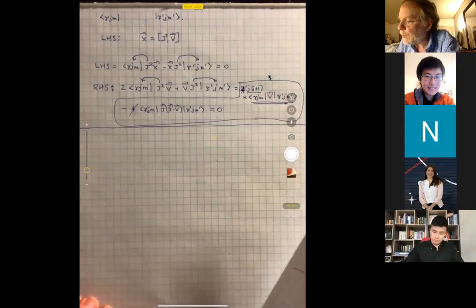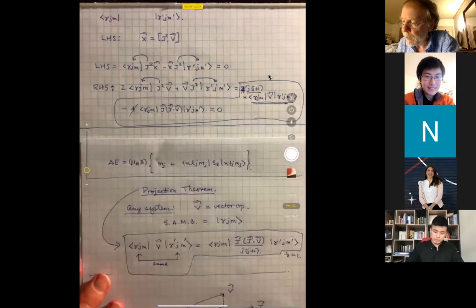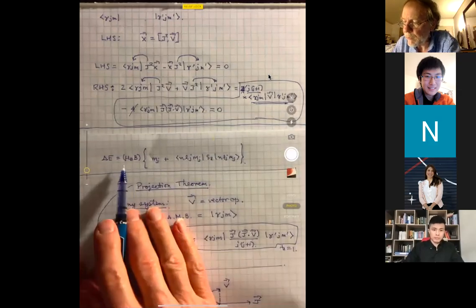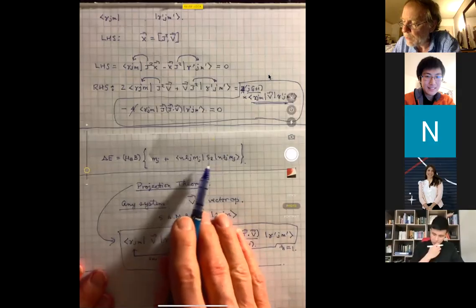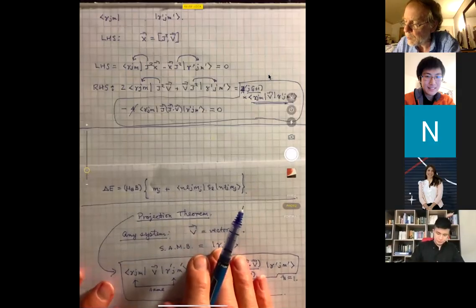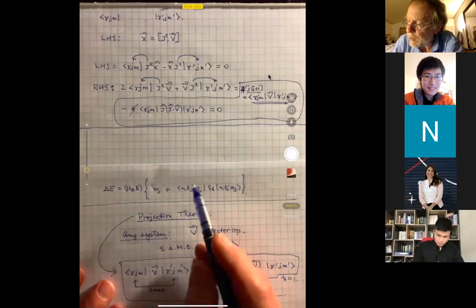All right, if there's no questions, then let's apply it. Here's our energy shift on a previous page. We need the matrix elements of S sub Z. Let me create a little space here. So we need to translate the notation.